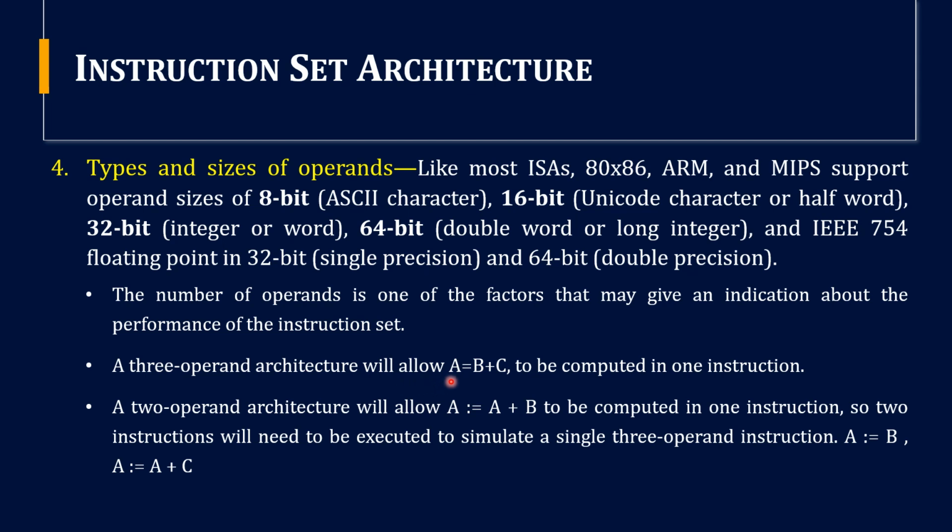So, if you want to perform A = B + C using a two-operand architecture, then we need two instructions. First, we assign the value of B to the variable A, then add that with C and store it in A. So we will have the two instructions as A = B and A = A + C. So based on the number of operands, we can have a three operand architecture and a two operand architecture.